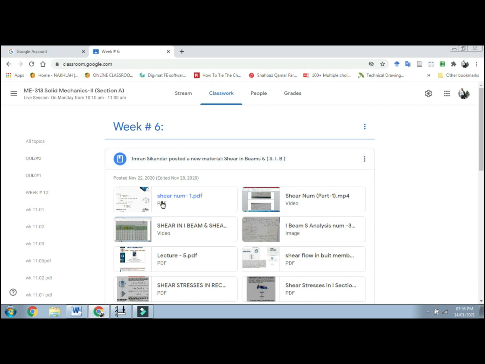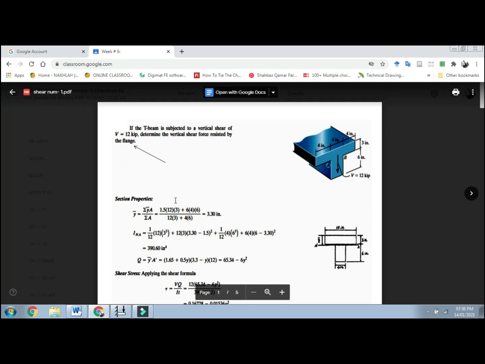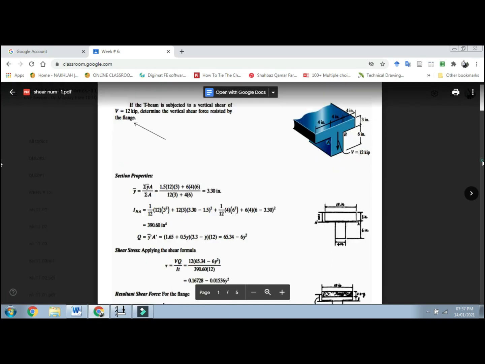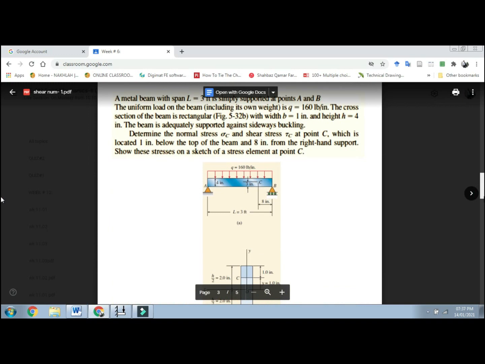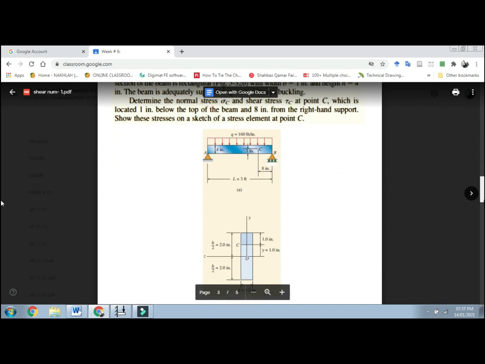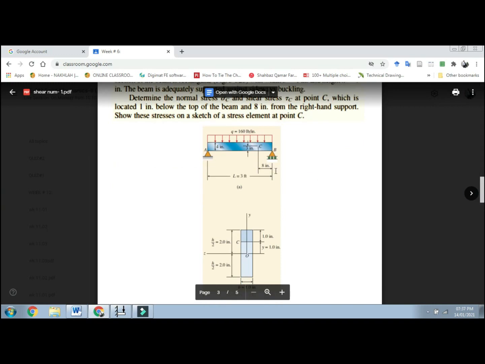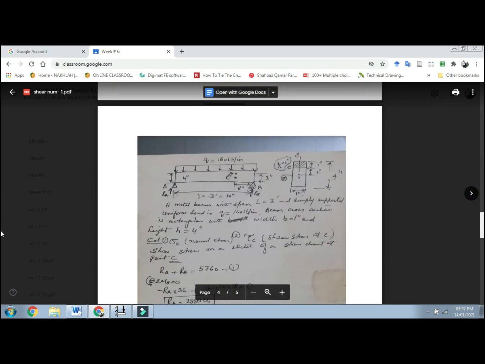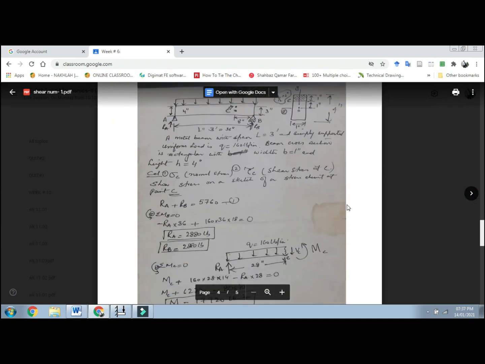This was our week 6. So the same beam, here it is, and this is 8 inches, more clearly. This is the cross section detail. So here we need to find sigma c and tau c.